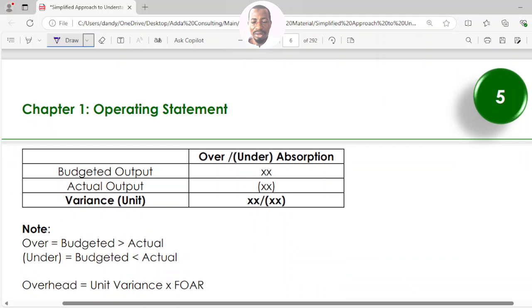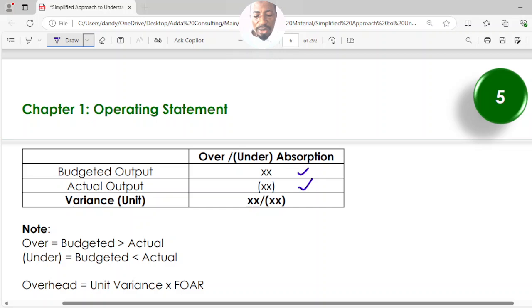So this is what I'm trying to say. First thing first, I want to calculate under or over absorption. All I need to do is pick the budgeted output as given to me and put it there. If it is overhead, do the same thing. I will carry the actual output produced for that year. Then I will deduct the difference between the two.